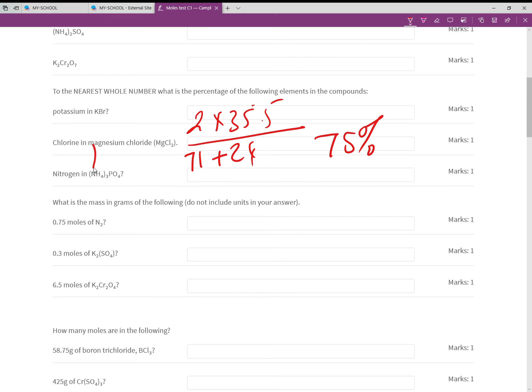Okay, nitrogen. So we had our nitrogens here. Now remember we had 3 of them. So our top line should read 3 times 14 for our 3 nitrogens. Over we have 18 times 3 plus 31 plus 64, yeah. So the bottom line would be 149. And we would get 28.18%. So we would record that at 28%. It says, again, the nearest whole number.